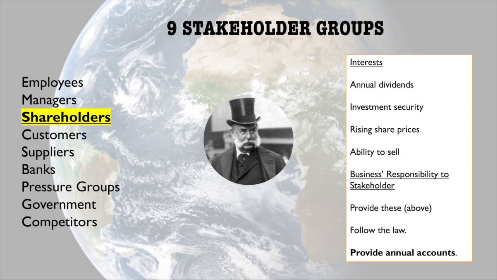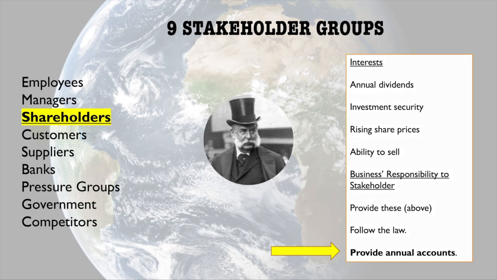Now, the same responsibility to them: follow the law, provide what they want, but also, as we see in bold, they need to provide their annual accounts to their shareholders. This is something that will come up several times in the course. If you're a shareholder, you do have access to some of the financial information of the company, and they need to provide that to you. So those are our internal stakeholder groups.